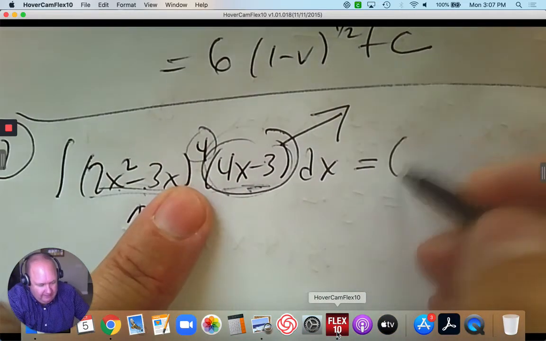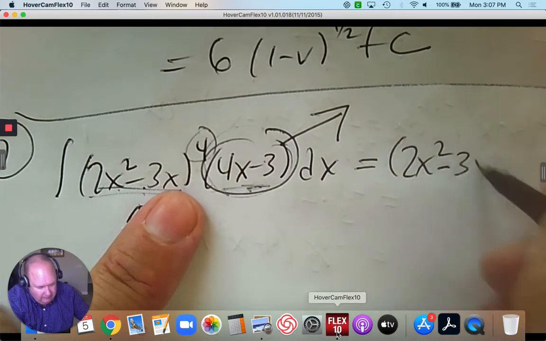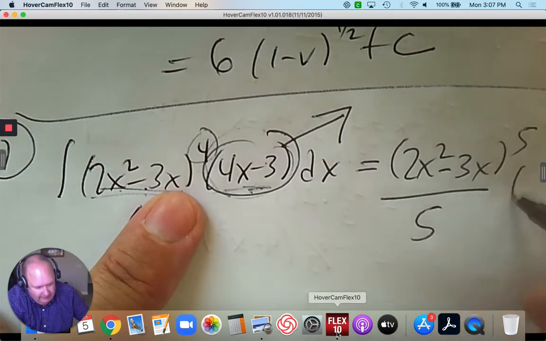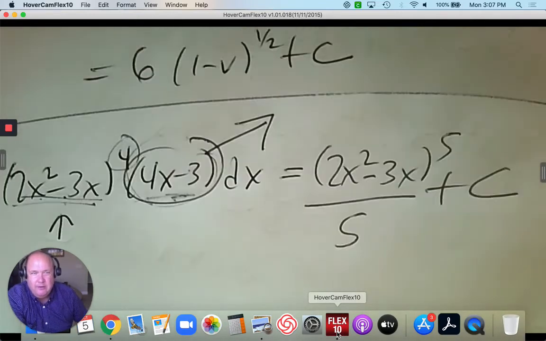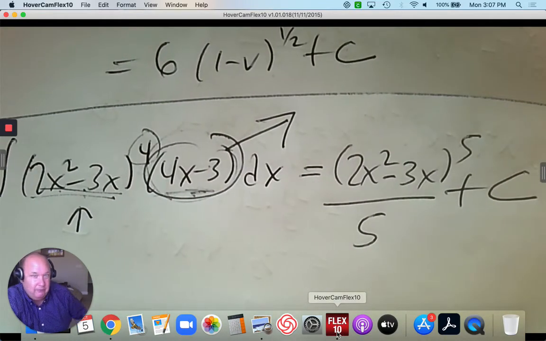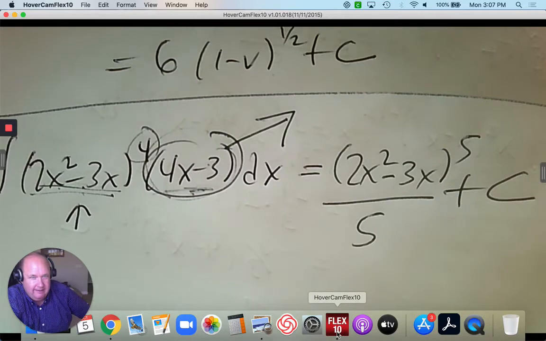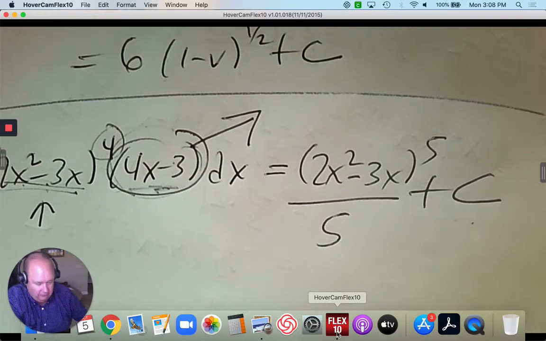And then we add 1 to the exponent and divide, and then the constant. And that's it. So when everything fits in place, it can be very simple. Just add 1 to the exponent, divide, don't forget the constant, and it's over. Number 8.